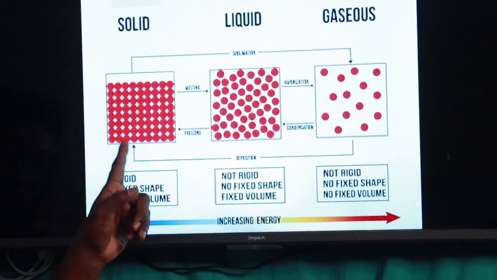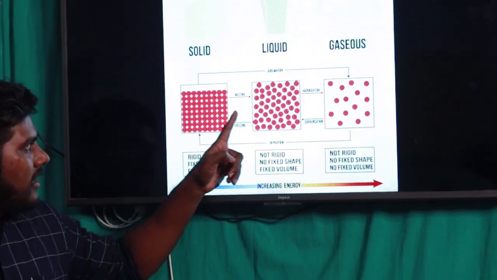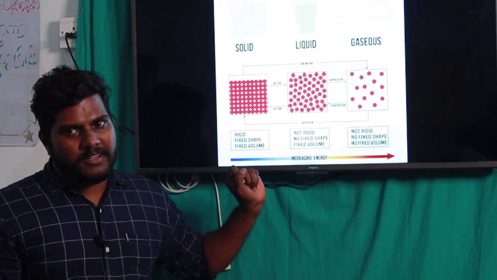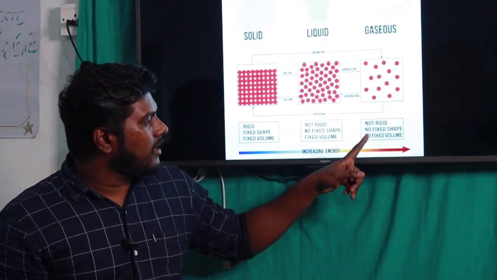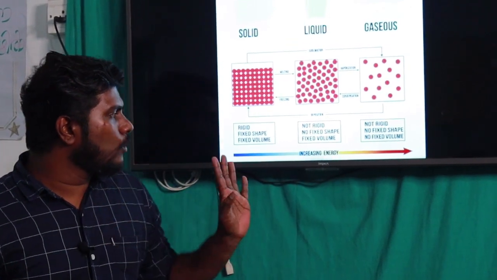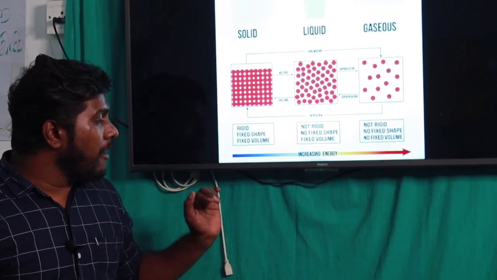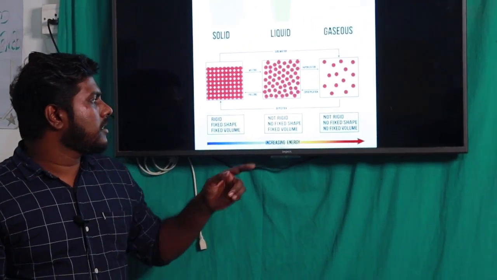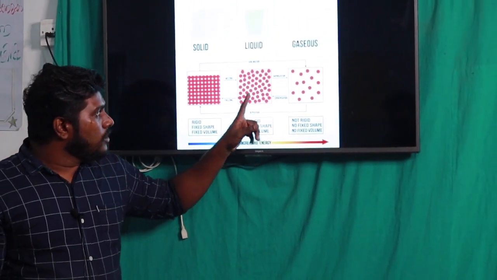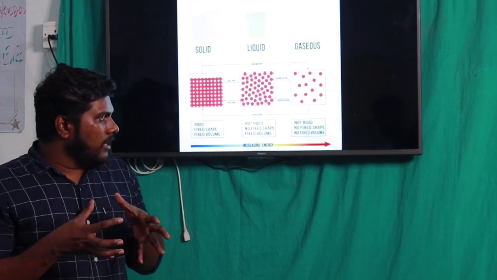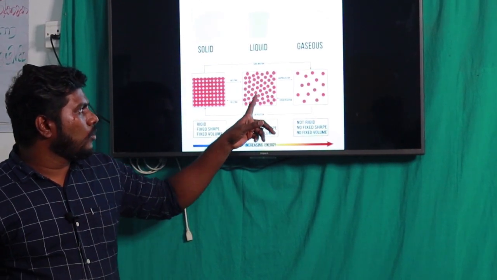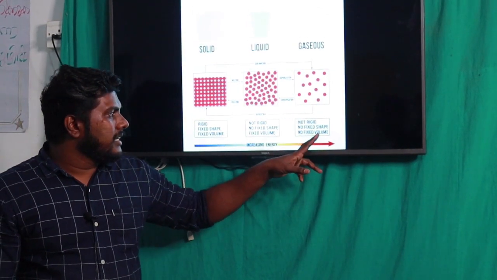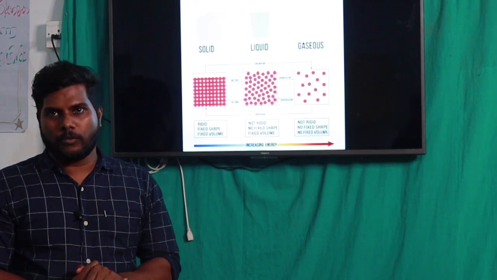Then fixed shape. Here it is not a fixed shape in liquid, and in the gaseous state there is no fixed shape. Here a fixed volume, because of the molecular arrangement. Here also a fixed volume, that is also due to the molecular arrangement. Here it is not a fixed volume.